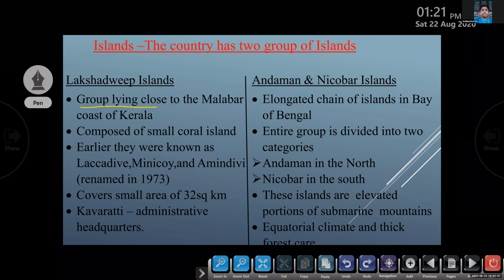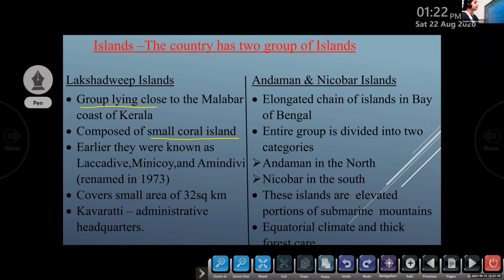Then it's composed of coral islands. It's composed of many coral islands. How coral islands are formed? Formed by the skeletons of marine species. Formed by the skeletons of small marine animals called polyps. Right? So many coral islands are there in Lakshadweep. Then earlier, Lakshadweep were known in different names. That means before 1973, Lakshadweep were known as Laccadive, Minicoy and Amindivi. Different names were there.